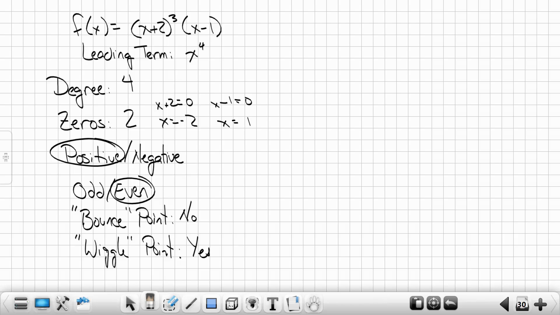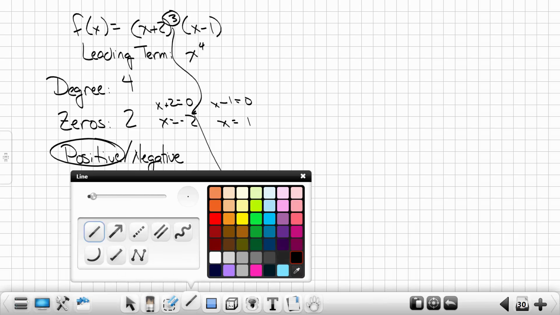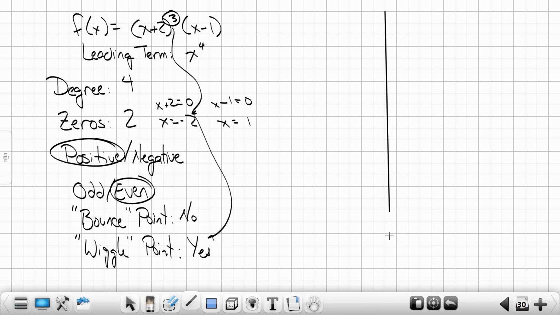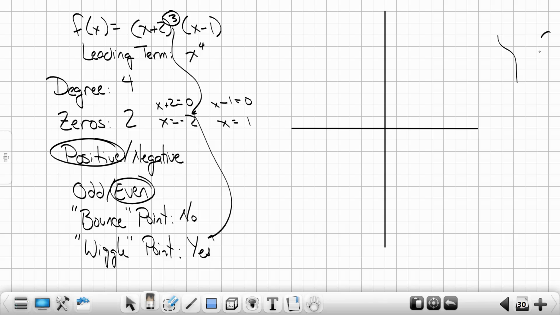Not at 3. The 3 is what's causing it. Okay, that's what I meant. It's at -2. So the 3 is attached to the +2, which means it's at the -2, so that's our wiggle point. And I say wiggle point, but we'll see what we're talking about in a second. Now, once again, quote-unquote wiggle points are interesting because we have to know which way it wiggles. Is it going to wiggle like that, or is it going to wiggle like that?